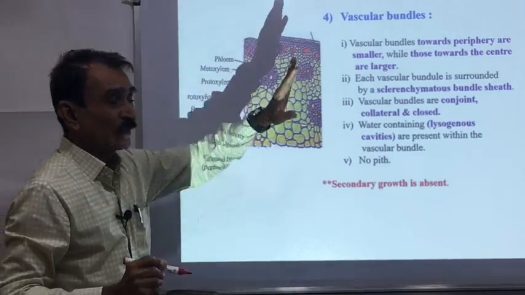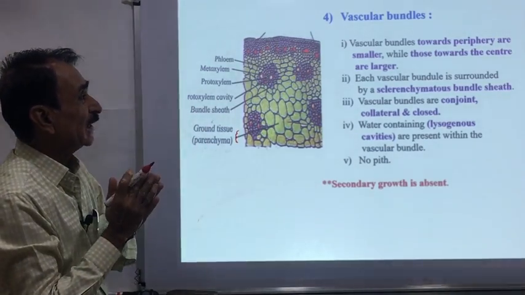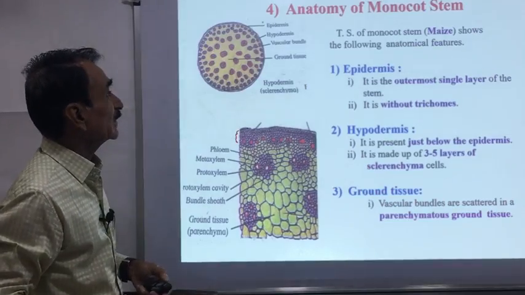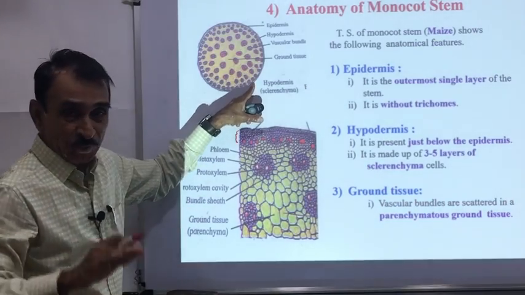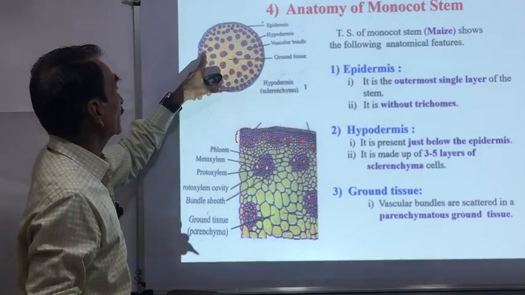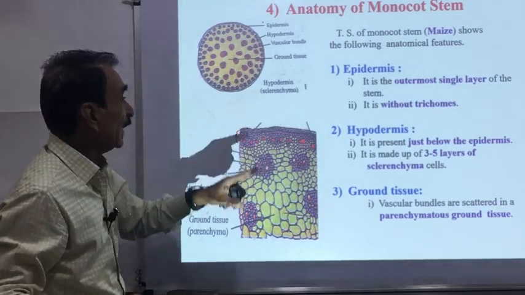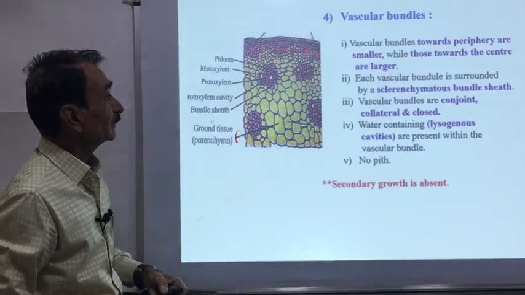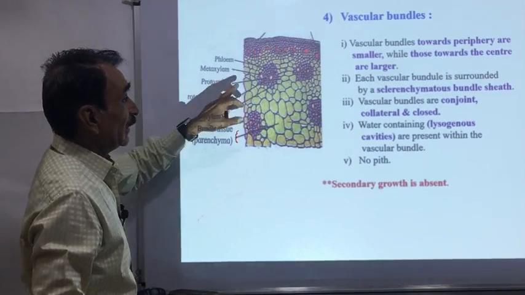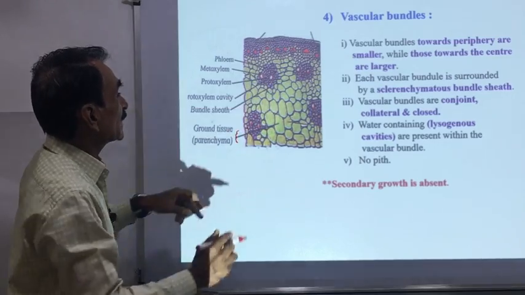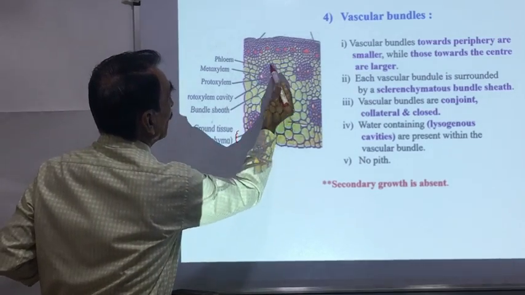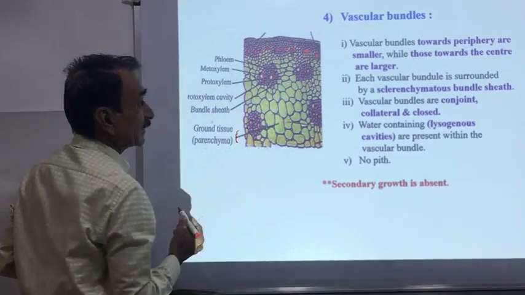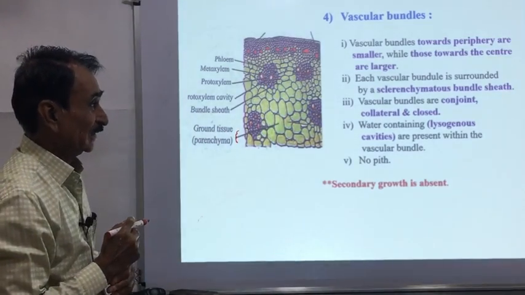Then you can see the vascular bundles. If you see these vascular bundles towards periphery, toward the outer side, these are smaller in size. And vascular bundles towards the center, these are larger in size. Each vascular bundle is surrounded by a sclerenchymatous sheath. Each vascular bundle is covered by a sclerenchymatous bundle sheath.